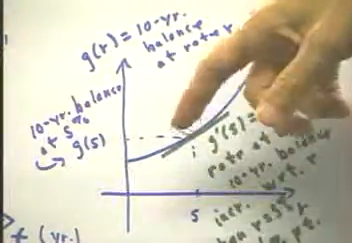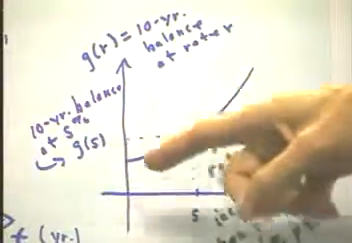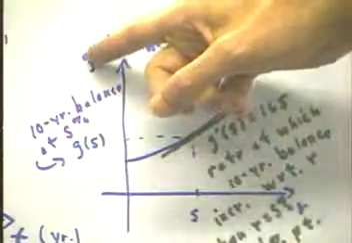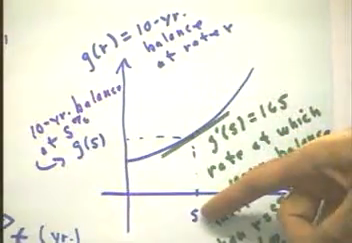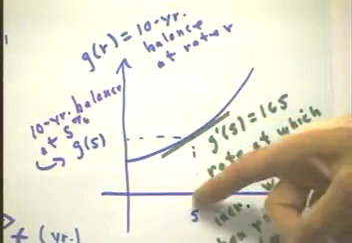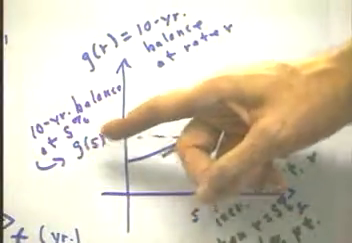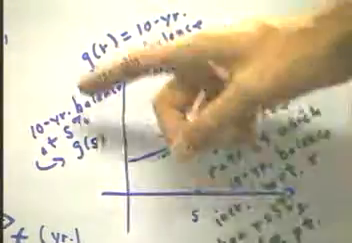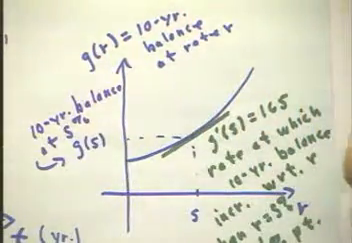Now, we're asked to interpret a couple of things. G of 5. What's G of 5? Well, G of 5 is the 10-year balance at the 5% interest rate. So if 5 is here on your interest rate axis, and we come up to the curve and across, we get G of 5, the balance after 10 years, if you have a 5% interest rate.